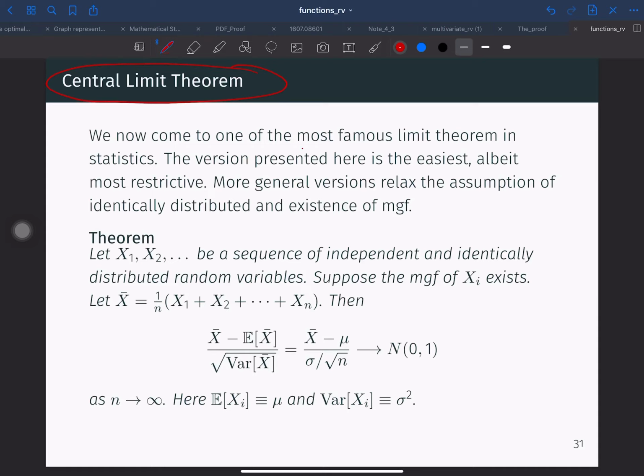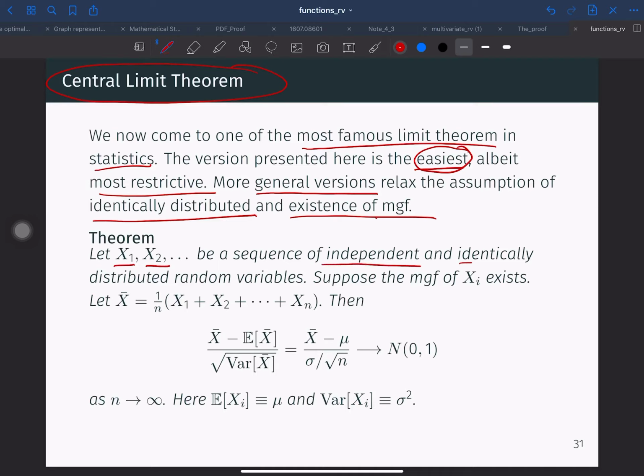Like I said, this is one of the most famous limit theorems in statistics. The version we give here is the easiest, emphasis on easiest, but most restrictive. There are much more general versions. You could relax a bunch of assumptions, such as the existence of the MGF. The moment generating function does not need to exist. You just need to have, say, the third moment. You also do not need them to be identically distributed. And there are many other relaxations. So the result goes as follows. Suppose I have a sequence of random variables. They are all independent.